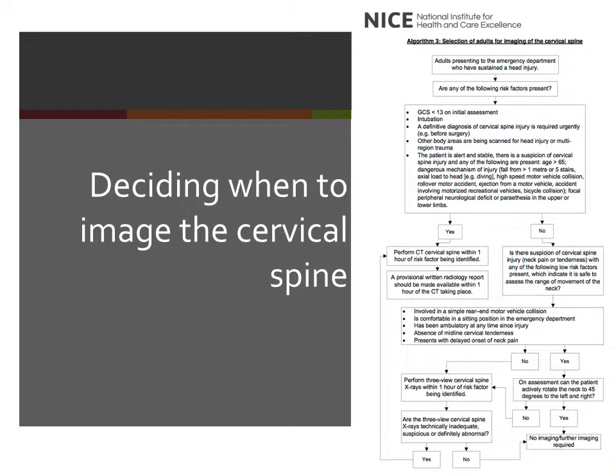which is defined as being a fall from greater than a metre or fall down 5 stairs, an axial load to the head, a high-speed motor vehicle collision, a rollover motor accident, ejection from a motor vehicle, accident involving a motorised recreational vehicle, or a bicycle collision. If the patient has focal peripheral neurological deficit or paresthesia in the upper or lower limbs, then if the patient has any of those features, they should go on and have a CT of the cervical spine within an hour.